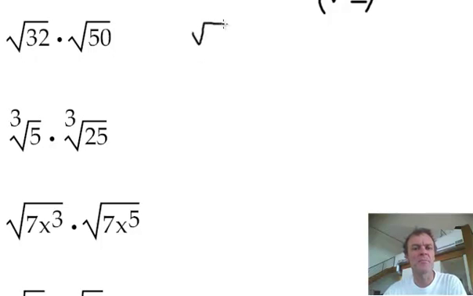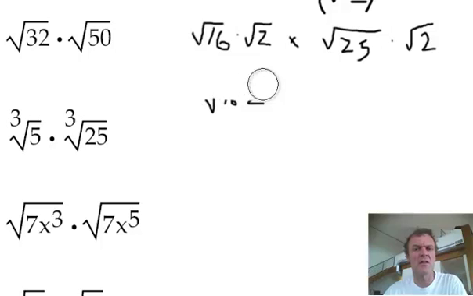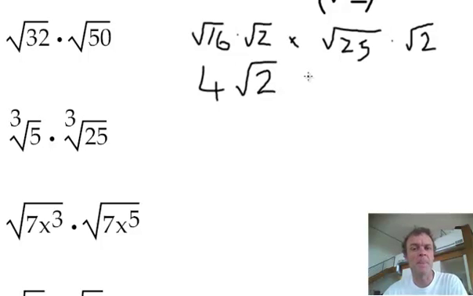32 is 16 times 2. You can write it under a single square root if you want to, like that, 16 times 2. We also have a 50, which is 25 times 2. So can you see from this, if I just erase that there, root 16 is 4. I've still got a root 2. So that is the simplified version of the root of 32. Root 50 becomes 5 root 2.